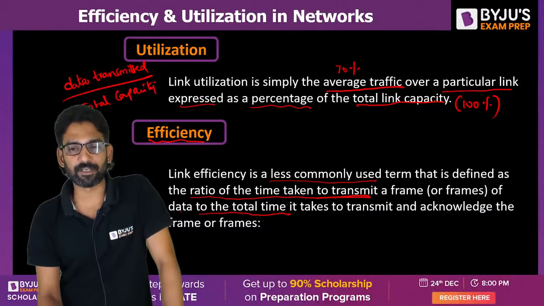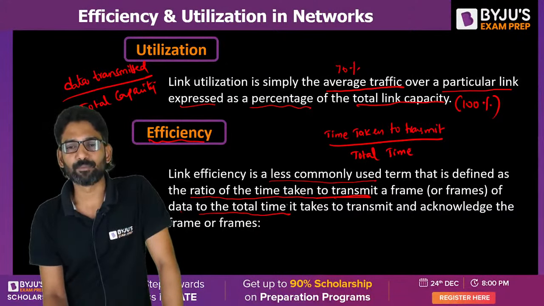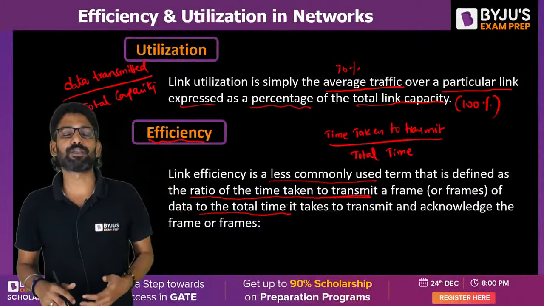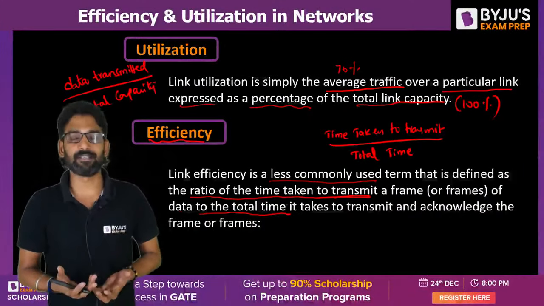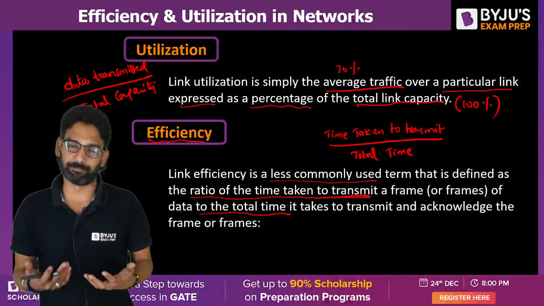Efficiency, we are measuring time taken to transmit over total time. That means both are related. Utilization, we are talking in terms of capacity; efficiency, we are talking in terms of time.